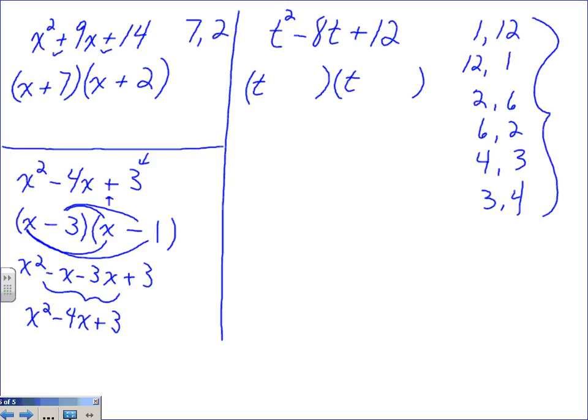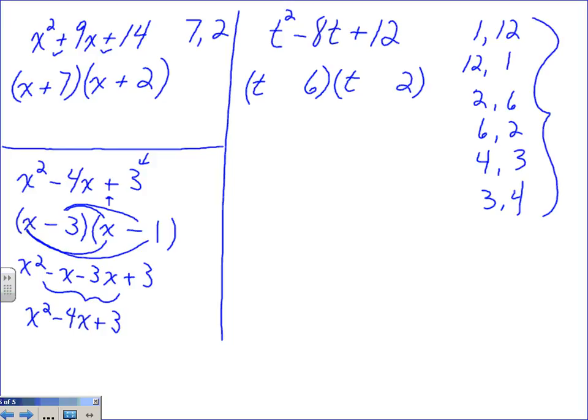What two numbers can I use that are going to add up to 8? Well, 2 and 6, right? Or 6 and 2. So let's use 6 and 2 for 12. 6 times 2 is 12. But if I add those two numbers together, 6 and 2, I get 8 in the middle.